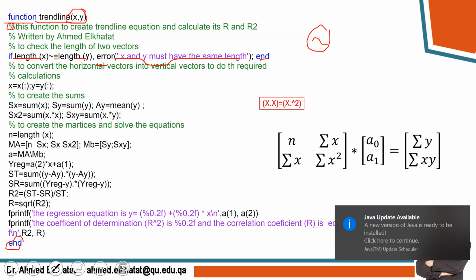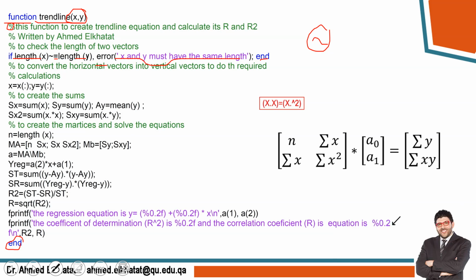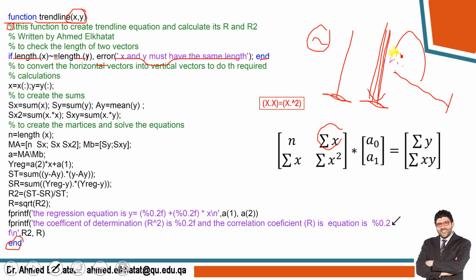Now we want to calculate the summation. In order to calculate summation, as you know, in MATLAB it calculates based on vertical vectors. So now I want to put one step. If the data is given by the user as vertical, it will keep as vertical. If the vector is given by the user as horizontal, then it will be converted to vertical.